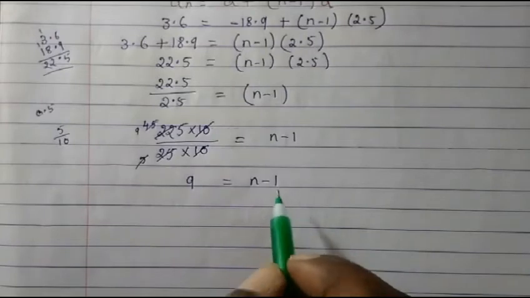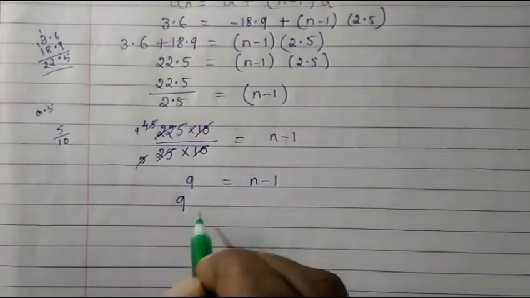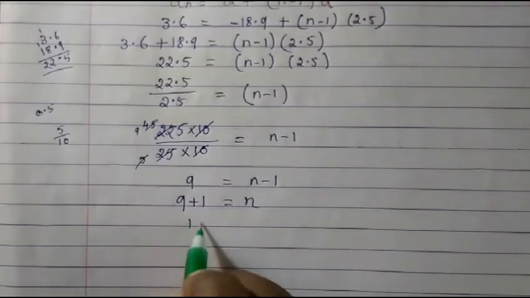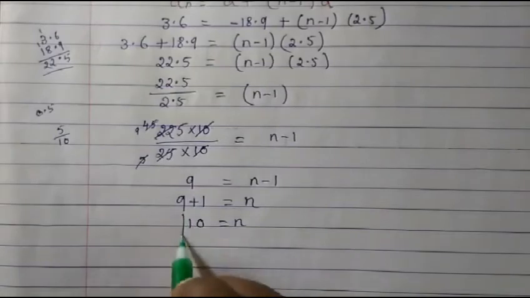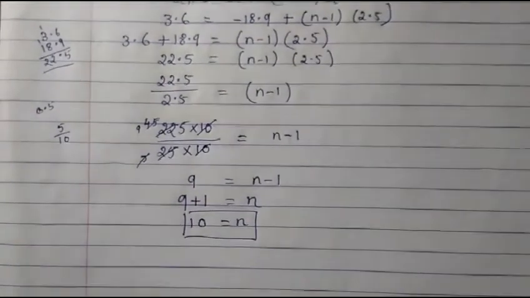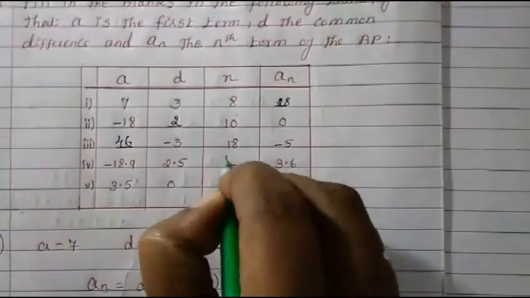So now we have here n minus 1. Let's bring it to this side. It will become plus 1. We have n here. So then we get 10 equal to n. So this is the value of n. So the n is here 10. Here we found out n value 10.